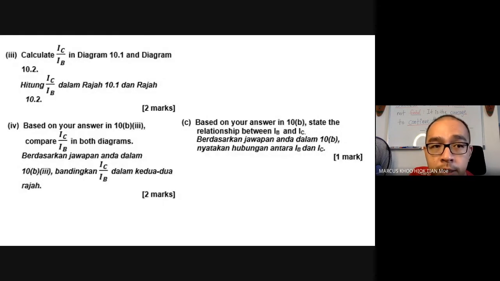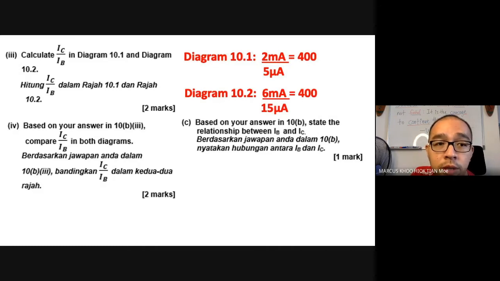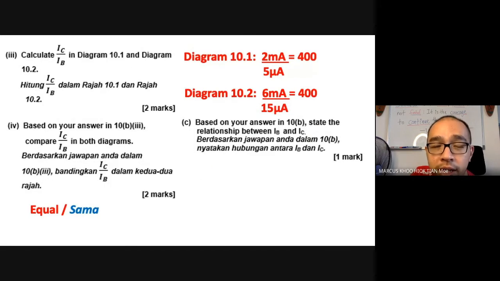Okay, can I have Damir, please? Give both. Diagram 10.1, 400. 10.2, same. 400 and 400. Okay, so because of that, you find that when you compare the amplification, it is the same. Okay, so based on your answer in 10B, which is this whole thing, what is the relationship between IB and IC? This one is a little bit different but let's try.